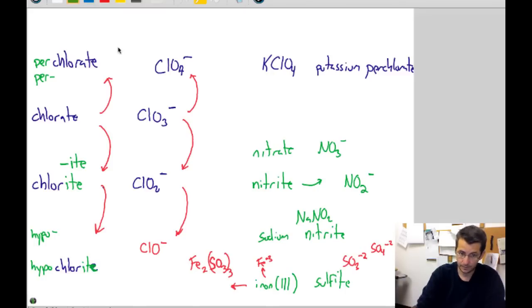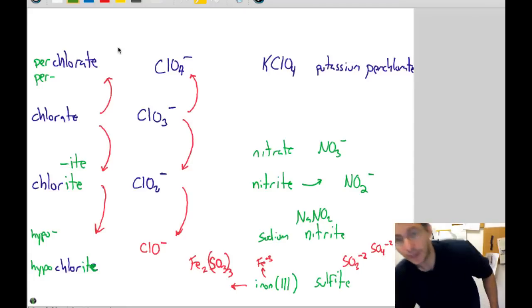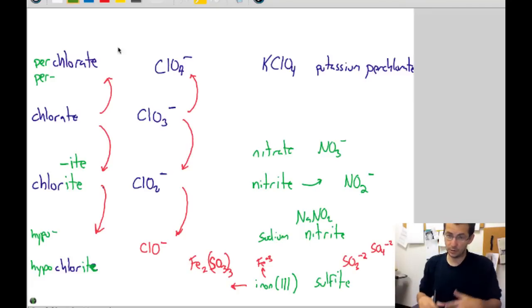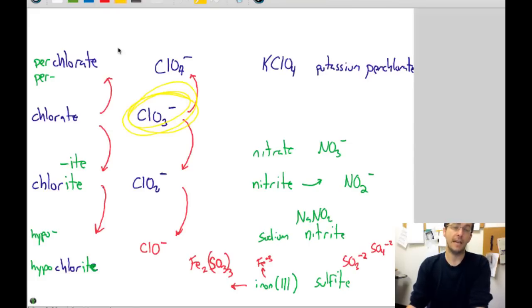So one ion gives you 3 others. These are all within the same chemical family. Different number of oxygens, different charges. That's why I highly recommend that we spend our effort memorizing the ATE ending materials and generating those other ions procedurally from those.